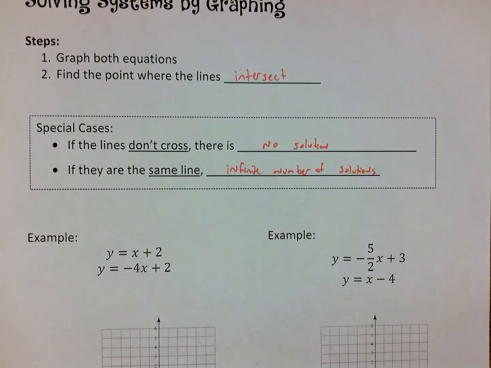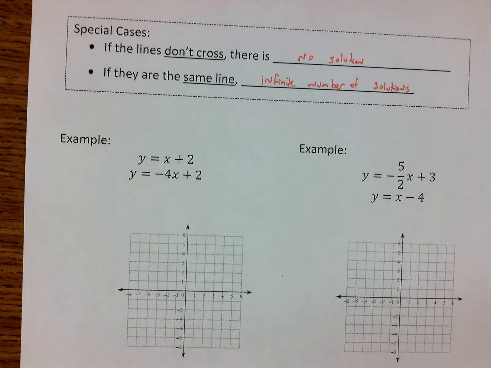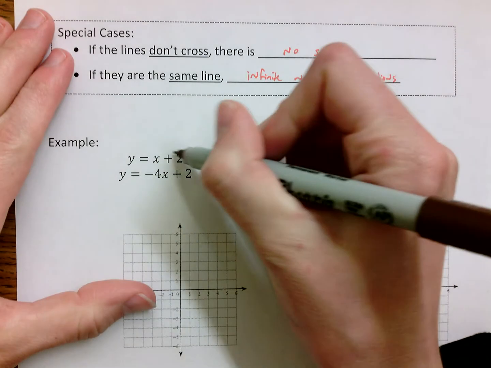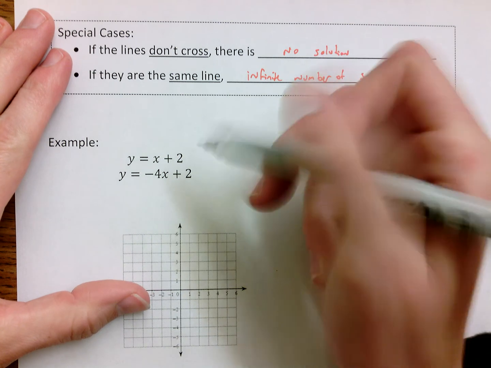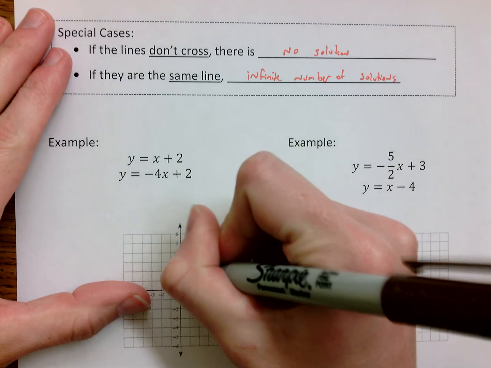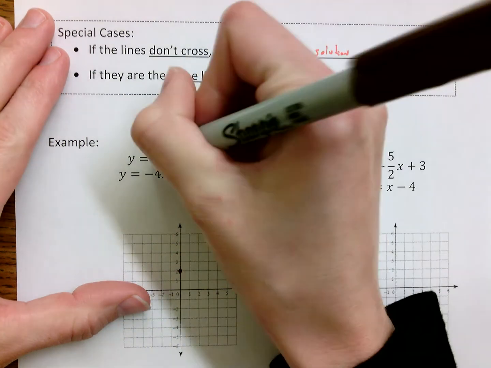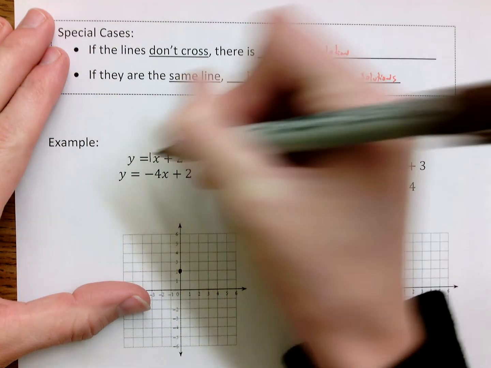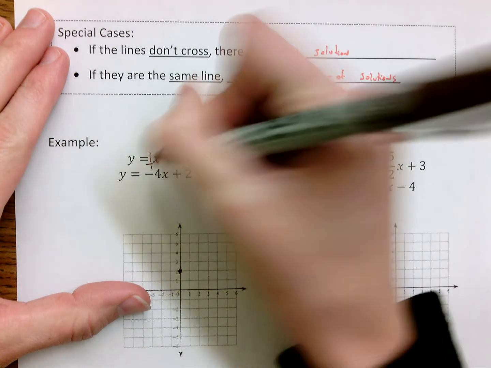There we go. All right, so let's take a look at a couple of examples here. This first one, we're going to go ahead and graph. Remember, these are in slope-intercept form, so the number at the end is my y-intercept. So I'm starting my line at 2. And then the number in front of the x is my slope. There's like an invisible 1 there, so it's like a 1 over 1.